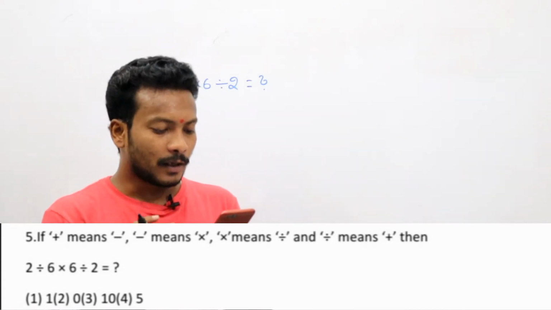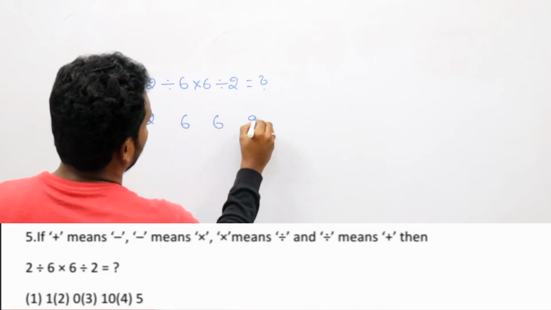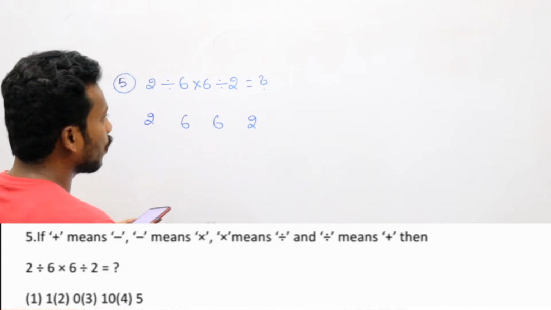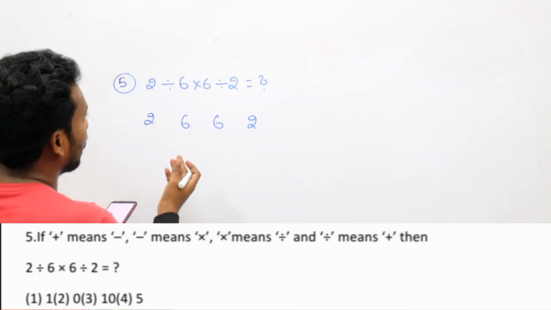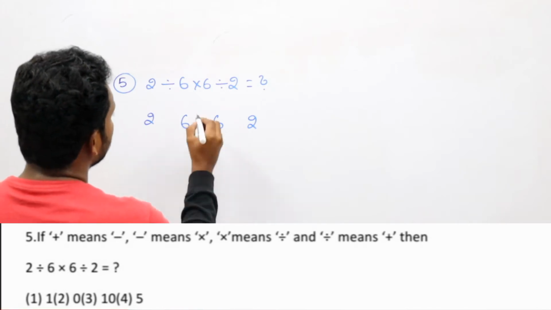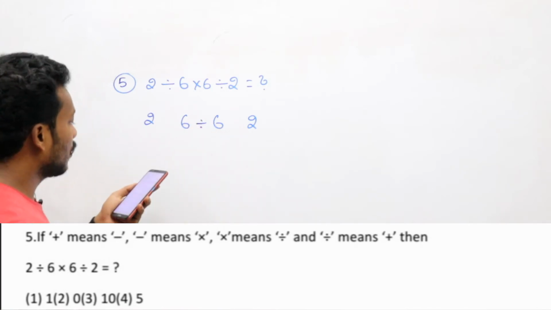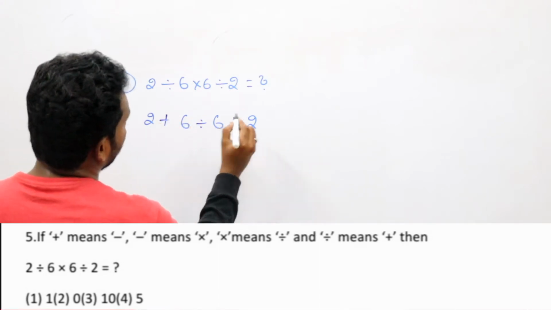What are those? Plus means minus. Here there is no plus. Minus means into. Where is minus? Minus is also not there. Into means division. Where is the into? There is no other into. And division means plus.